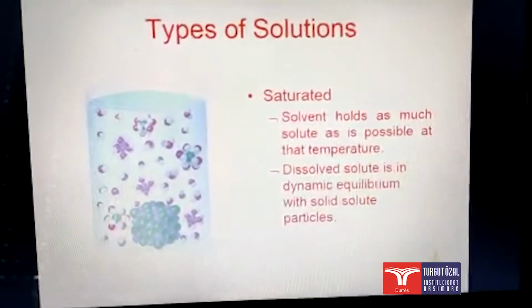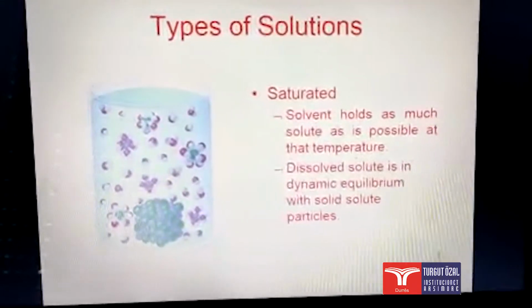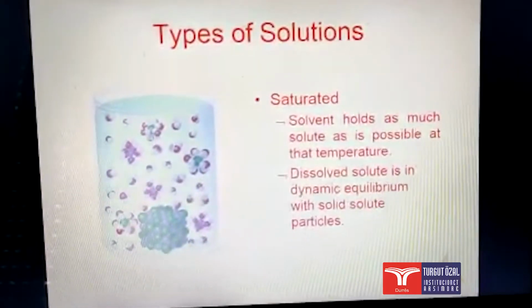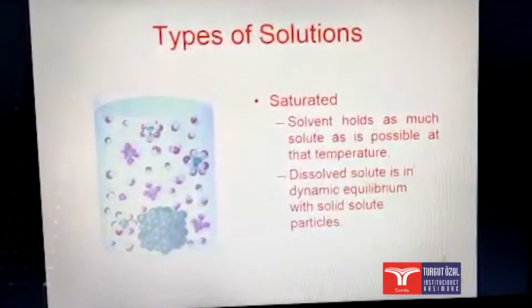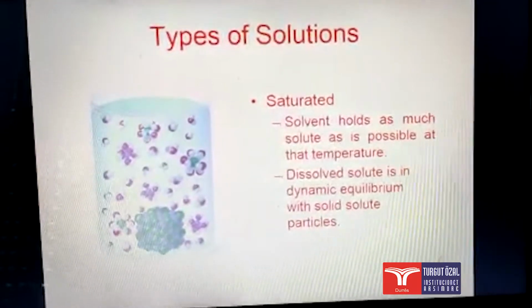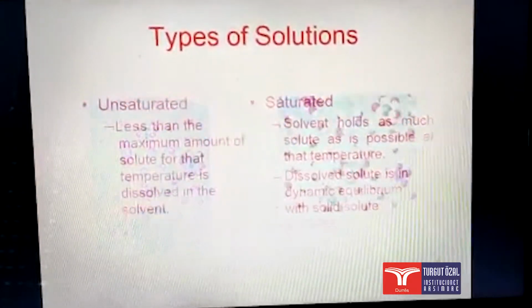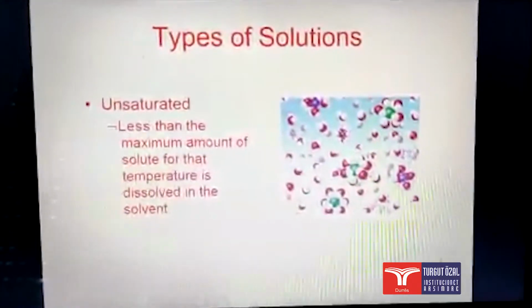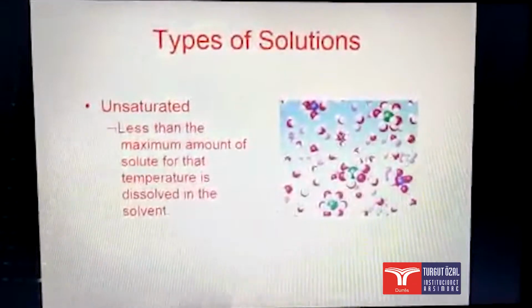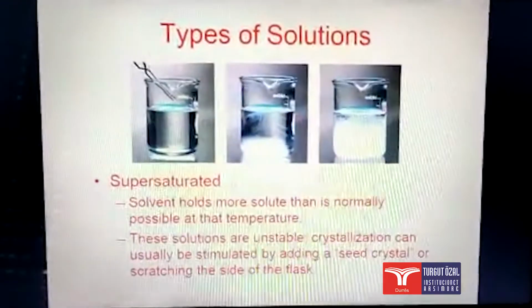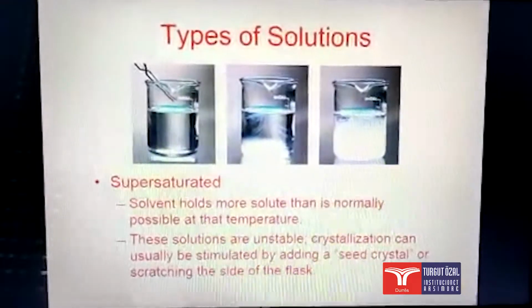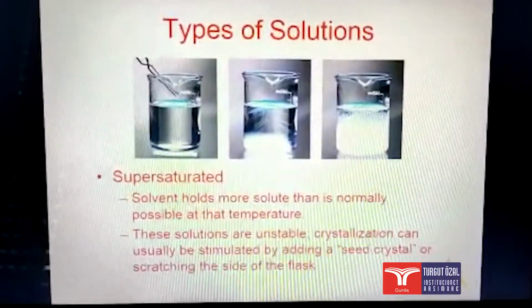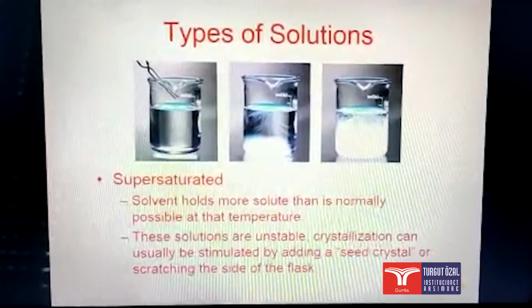Types of solutions. We have saturated solutions. The solvent holds as much solute as is possible at the temperature. Dissolved solute is in dynamic equilibrium with solid solute particles. Unsaturated: less than the maximum amount of solute for that temperature is dissolved in the solvent. Supersaturated or oversaturated: the solvent holds more solute than is normally possible at the temperature.